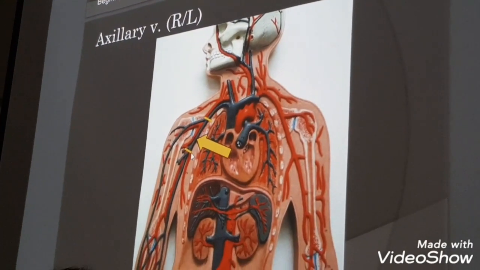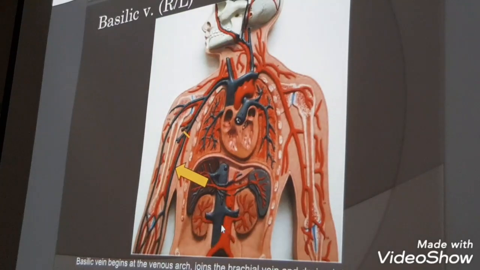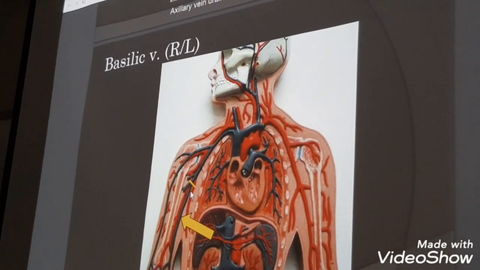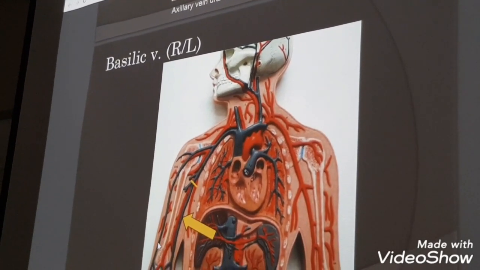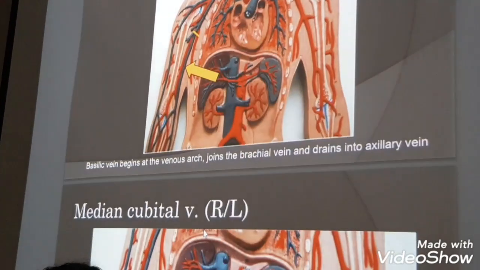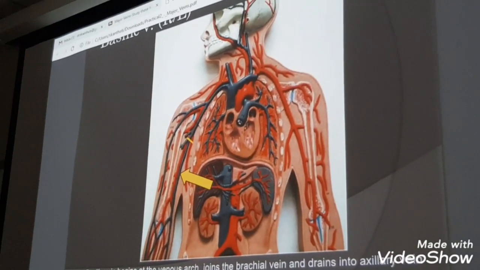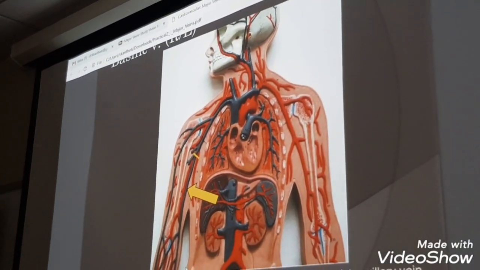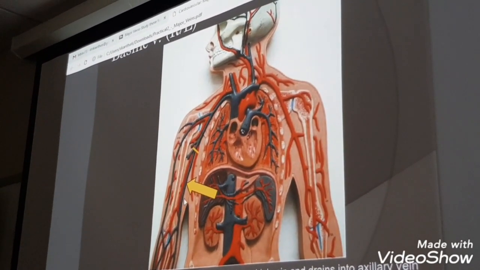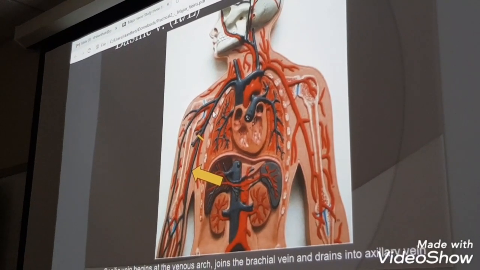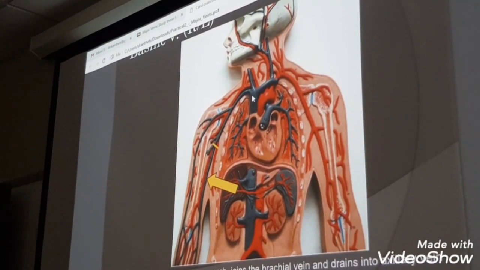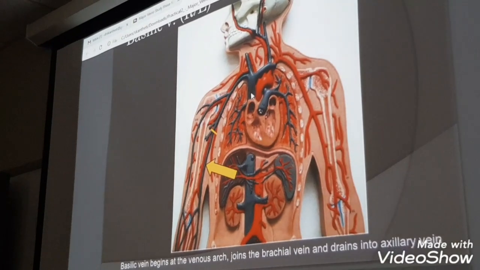So there's still an axillary artery, and instead of having a brachial artery, there is a basilic vein. So this is the cephalic vein, this is the basilic vein. So how to reference the basilic vein? It begins at that venous arch down at the carpals and joins the brachial vein here, becomes the axillary vein, then brachiocephalic, then superior vena cava.